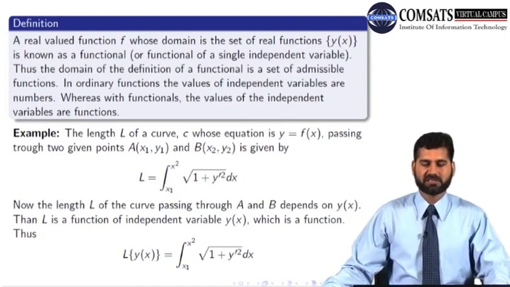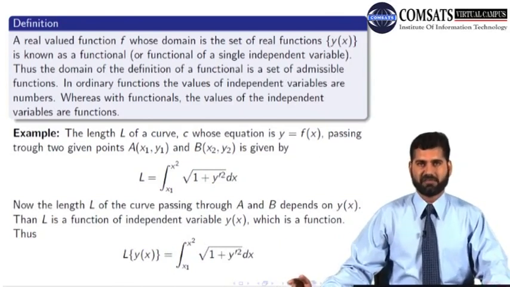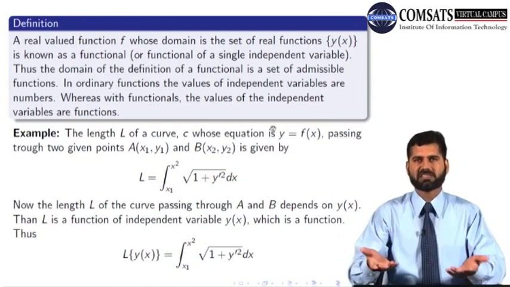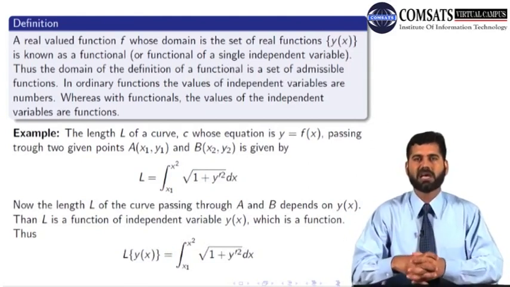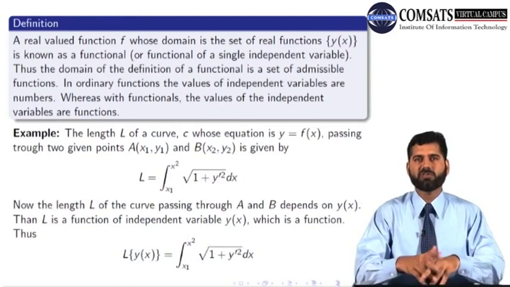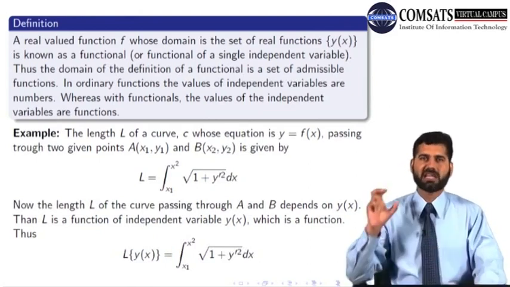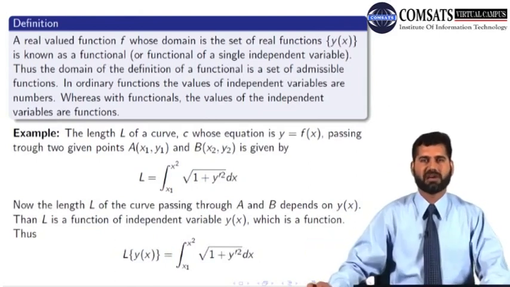In ordinary functions, the values of independent variables are numbers, whereas with functionals, the values of independent variables are functions. This is the main difference. If you are dealing with just a function, it can have numbers as its independent variables. But for a functional, you must have functions. So a functional acts on functions and gives you a real value.